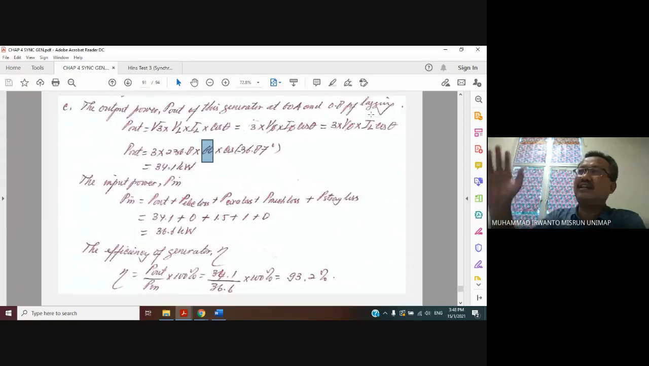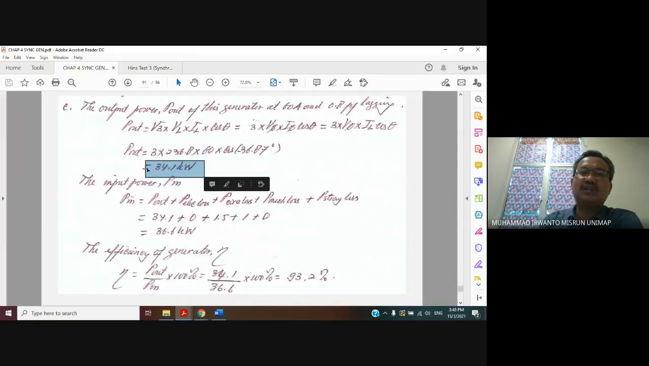because it is lagging, the angle is minus. So cos theta, cosine of 0.8, so cosine of minus 36.87. We give minus here because it is lagging. Now, so we have obtained the value of the output power is 34.1 kilowatt. Yeah, this one.